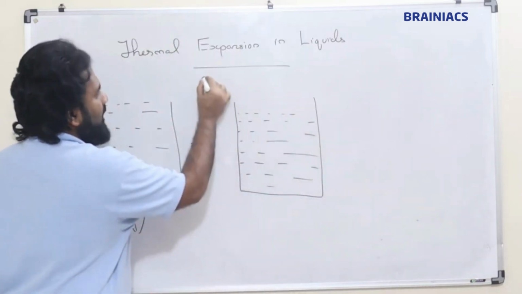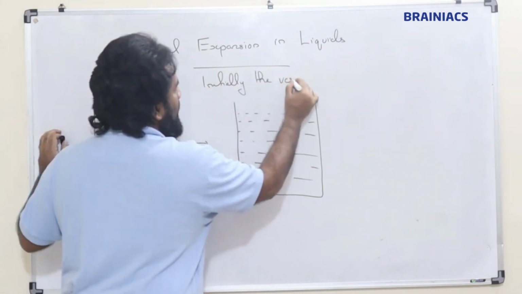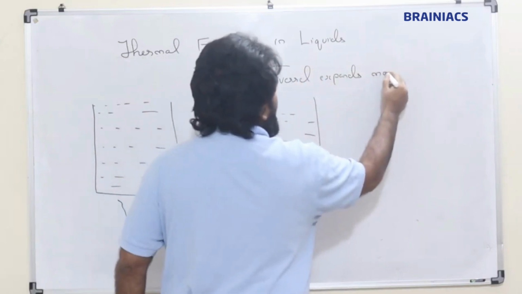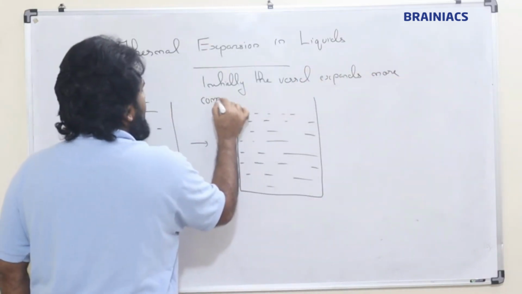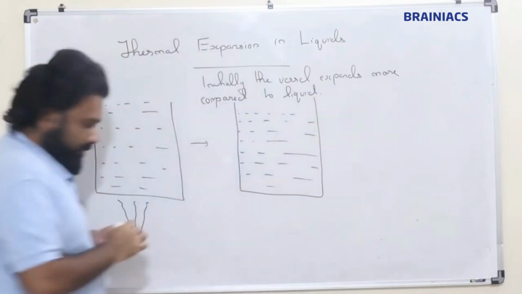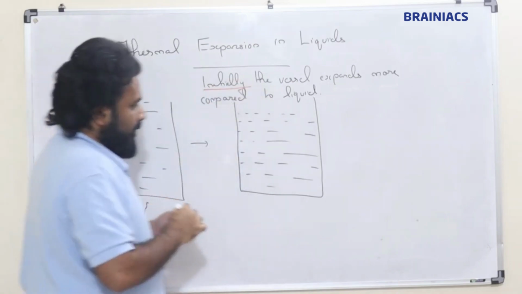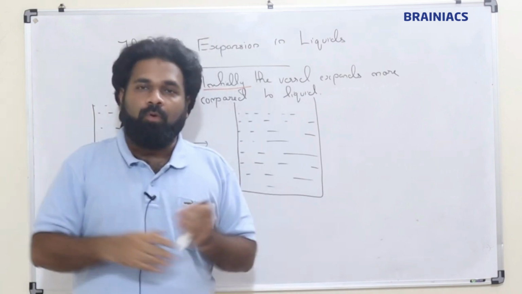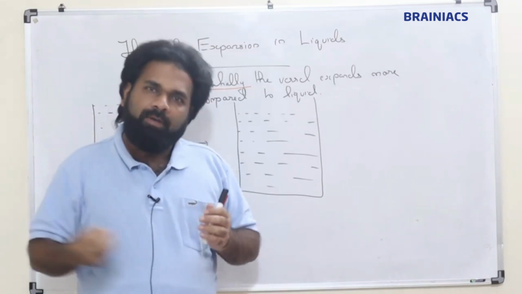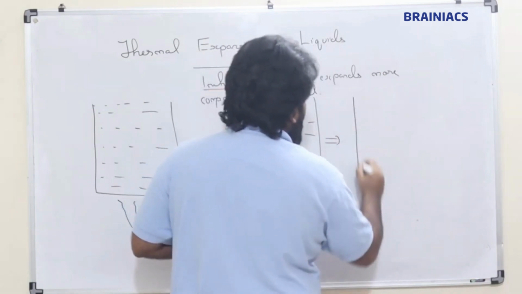So I am writing here: initially the vessel expands more compared to the liquid. This is just for some time; it will be like this only initially. So initially this vessel will expand more, and the liquid will not be expanding that much, so the level of the liquid will come down. But we are continuously supplying heat. So finally, what will happen?